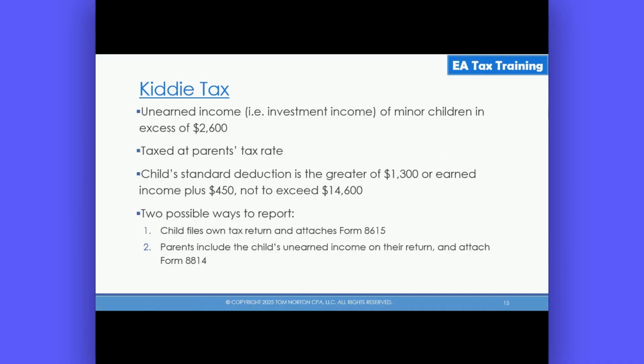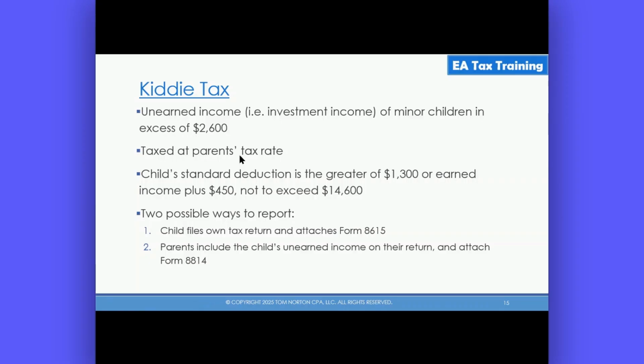The kiddie tax. So what the kiddie tax does is it taxes unearned income, so investment income of minor children in excess of $2,600 at their parents' tax rate. So what the government is trying to prevent people from doing, especially wealthy taxpayers, is putting money, investment assets, in the name of their children in order to take advantage of their children's lower tax rates.